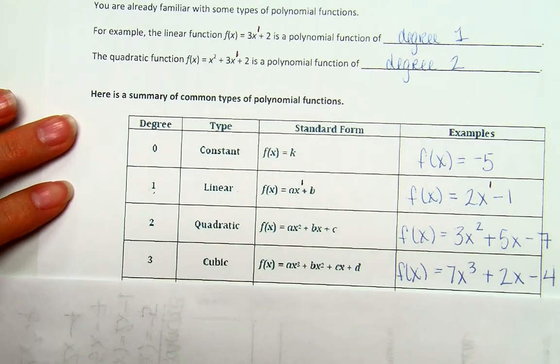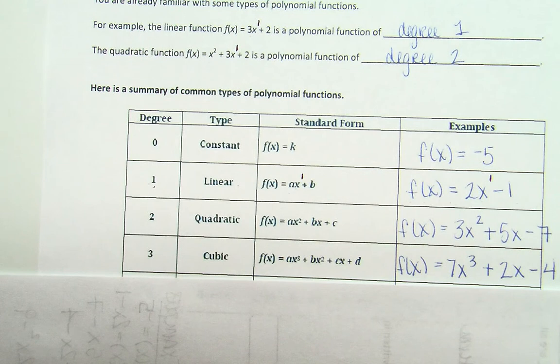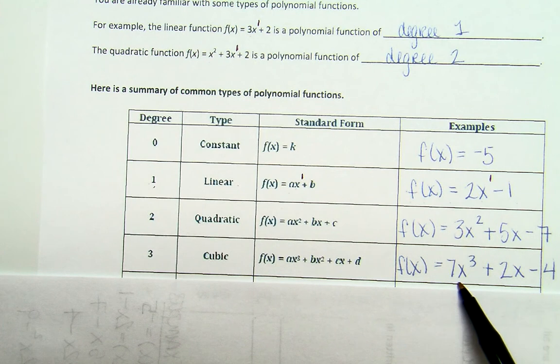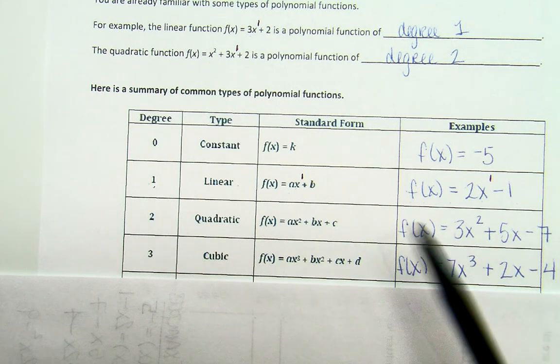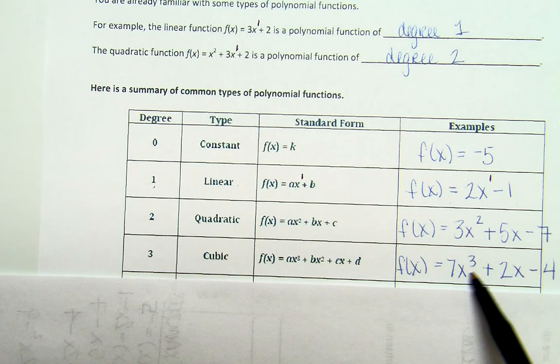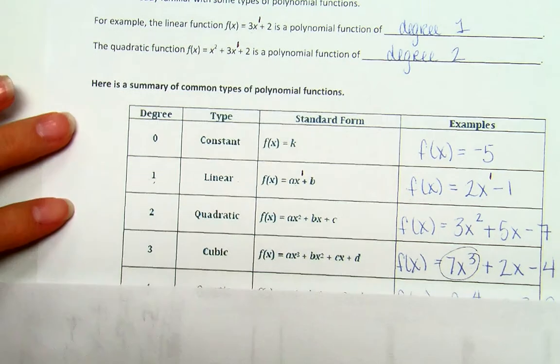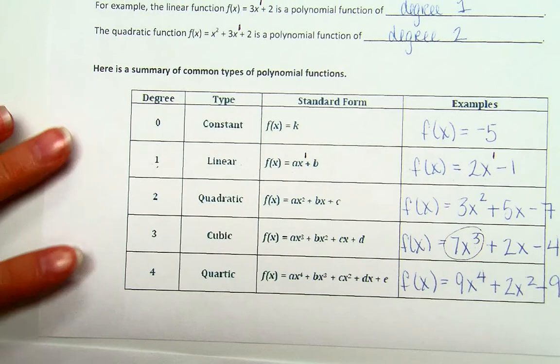Moving on to degree 3, we have a cubic function. They're called cubics. An example of that would be f of x is equal to ax cubed plus bx squared plus cx plus d. An example of that would be f of x is equal to 7x cubed plus 2x minus 4. Notice in this example I don't have an x squared term, and that's okay, because in order for it to be a cubic, your degree has to be 3. So it doesn't matter what anything else is, as long as you have this part, you know you have a cubic function.